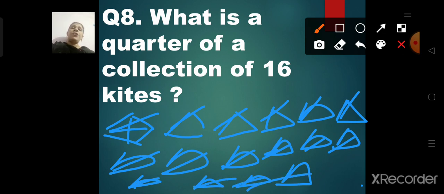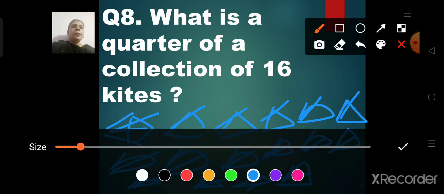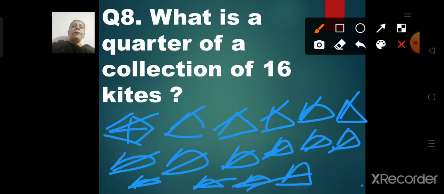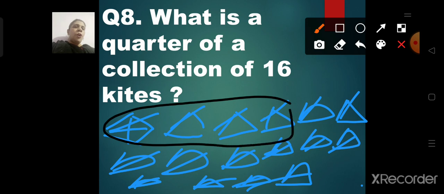Now we have a collection of 16 kites, but we want a quarter of a collection of 16 kites. So what will be a quarter, children? Quarter means 1/4. Okay. So we want only 1/4 part. So what I'll do is I will make a collection like 1, 2, 3, 4. So I'll make a collection of 4. Okay. Then 1, 2, 3, 4. I'll divide it into 4.